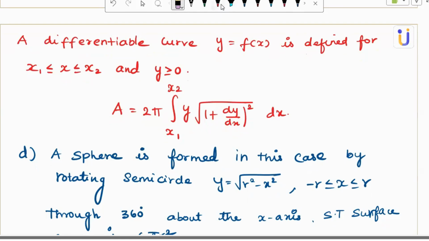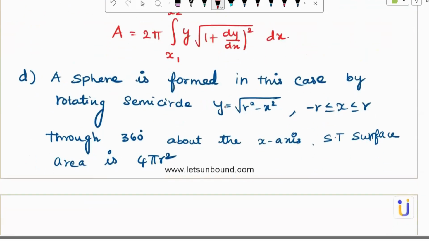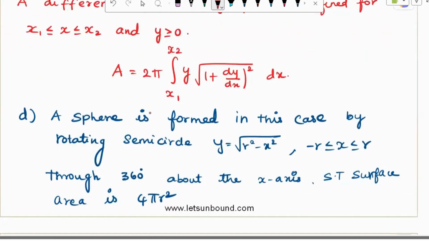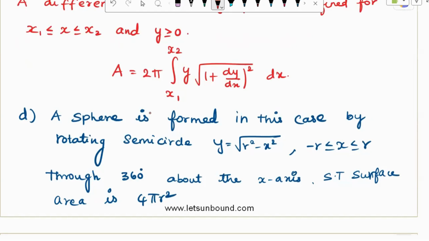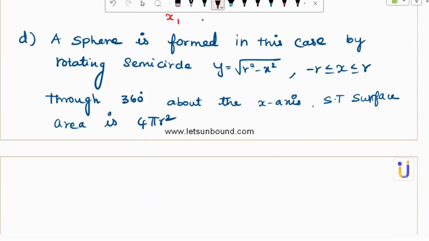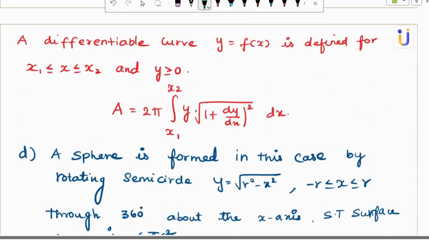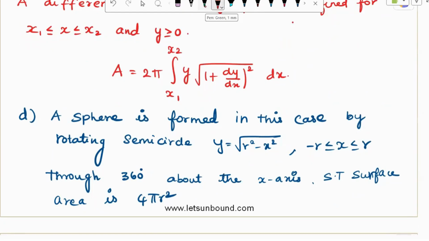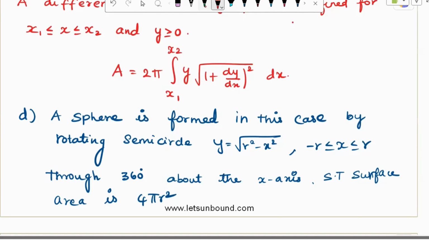So that's simple. Now, a sphere is formed in this case by rotating a semicircle. So this is a general description, whatever I have given in red. Now relating with that semicircle we have solved previously, if you rotate that semicircle about 360 degrees about the x-axis, you will get a sphere. And in this case, you have to show that surface area is 4 pi r squared. We know very well the surface area of a sphere is 4 pi r squared, but we are going to derive how it works from the calculus part. So let's start. In previous problems, it's quite easy to find the bounds, upper bound and lower bound. And y we have, and dy by dx also we have.